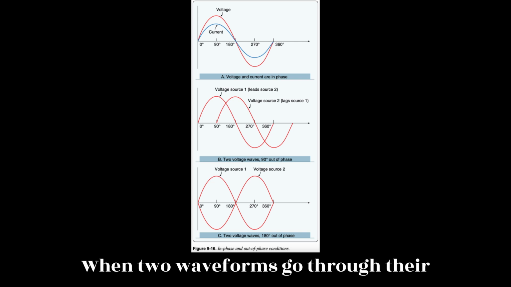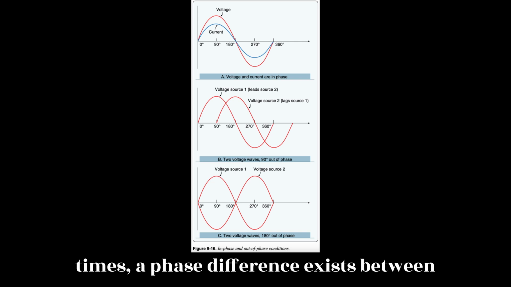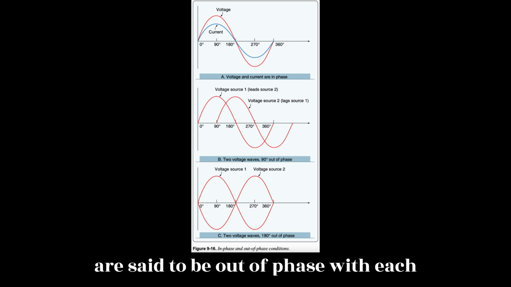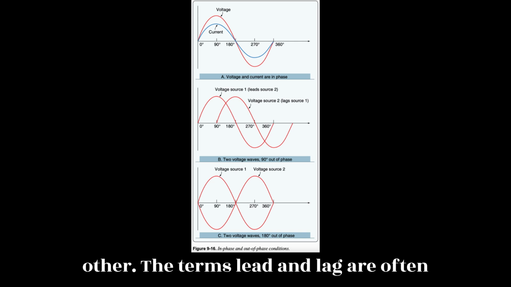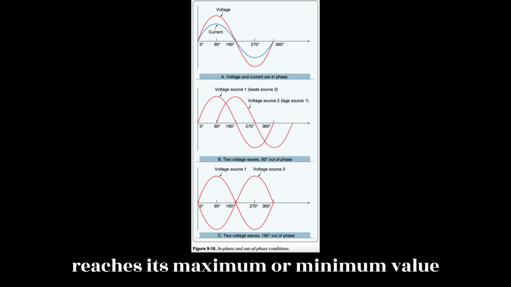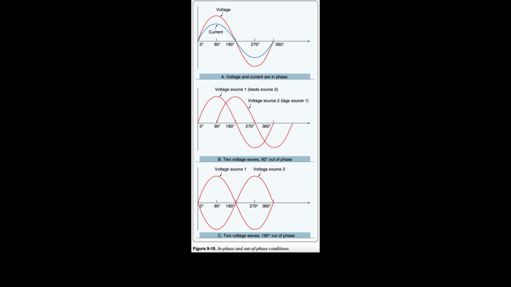When two waveforms go through their maximum and minimum points at different times, a phase difference exists between the two. In this case, the two waveforms are said to be out of phase with each other. The terms lead and lag are often used to describe the phase difference between waveforms. The waveform that reaches its maximum or minimum value first is said to lead the other waveform.